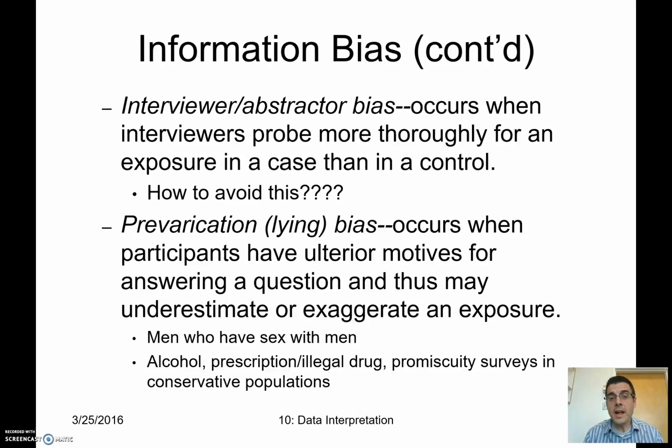Another form of information bias is prevarication or a lying bias, and this occurs when participants have ulterior motives for answering a question and thus may underestimate or exaggerate the exposure. And the example that I use in class is it would be like men who have sex with men.